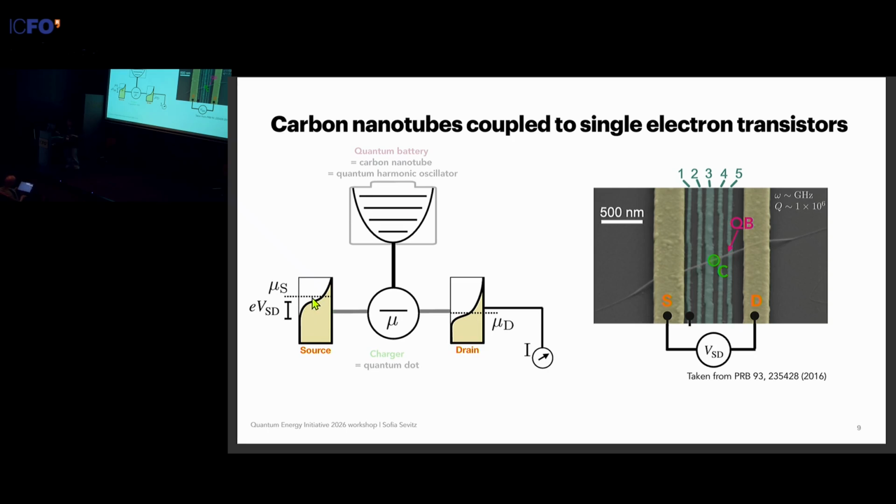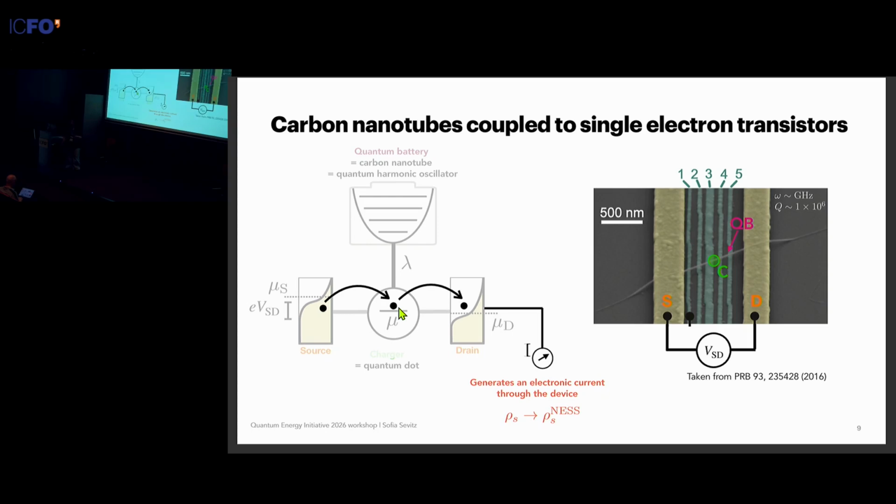So due to this chemical imbalance, meaning that the left reservoir, the source, has a higher chemical potential than the right one, under correct conditions, electrons can jump from the left to the right. And this generates an electronic current through the device, and it's also non-zero in the steady state. And whenever, due to the electrochemical coupling, an electron jumps from one side to the other, it supplies the harmonic oscillator with some energy.